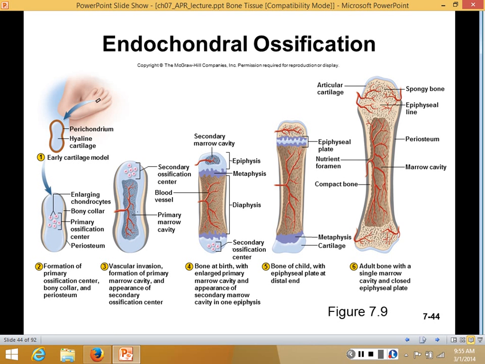Now look at this one right here. This is what the bone typically looks like at birth in a baby. There's still a secondary ossification center here that's lagging behind even at birth. Remember I told you guys there's still going to be some cartilage there. Everything is not going to be bone yet. Bone at birth with enlarged primary marrow cavity and appearance of secondary marrow cavity in one, it didn't say two, in one epiphysis. If you look, what number is that? Number 4. Let's look at number 4.